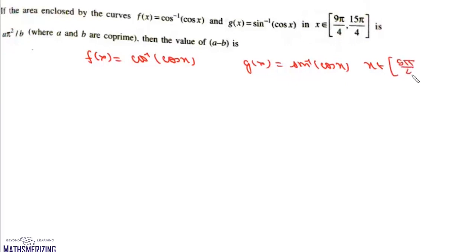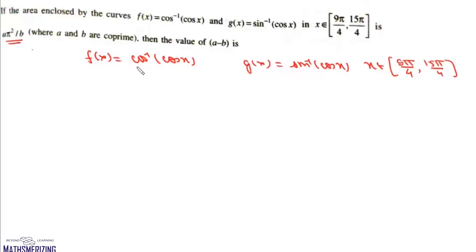Now let us take another example, which is: if the area enclosed by the curves f(x) equals cos inverse of cos x and g(x) equals sin inverse of cos x, when x belongs to 9 pi by 4 to 15 pi by 4, is a pi square upon b, then we need to find the value of a minus b.